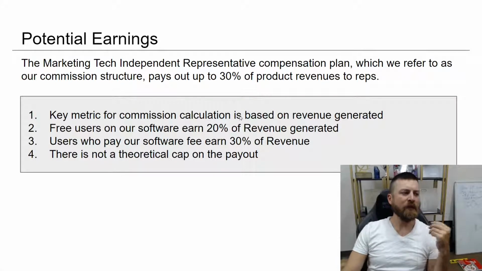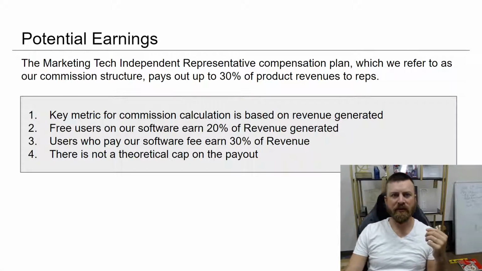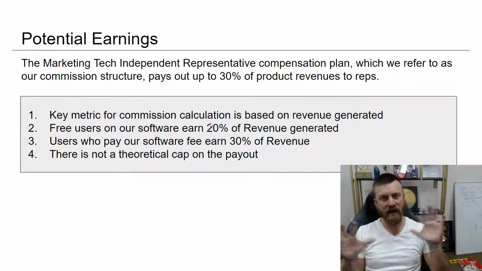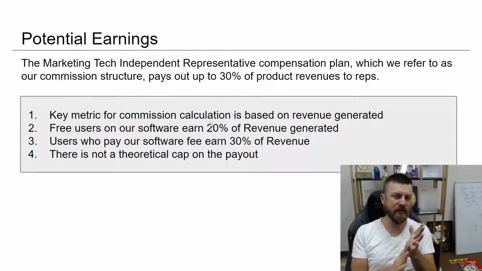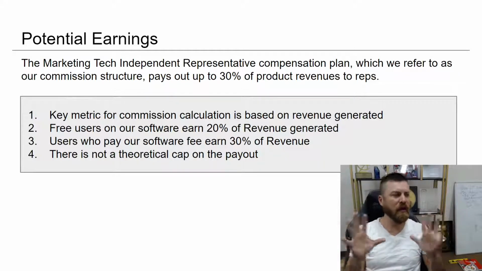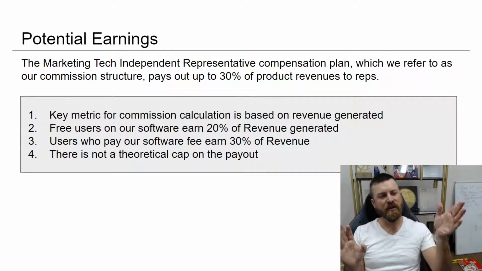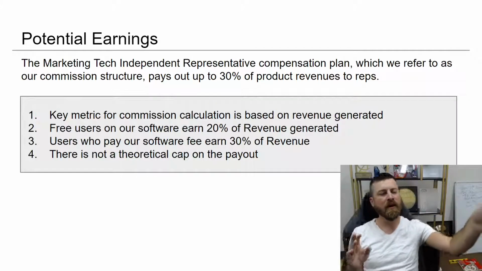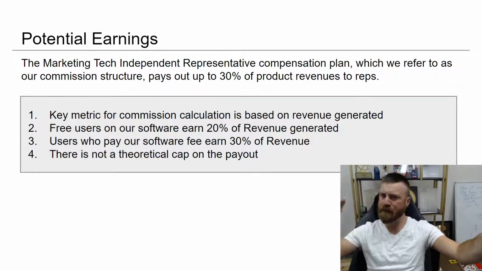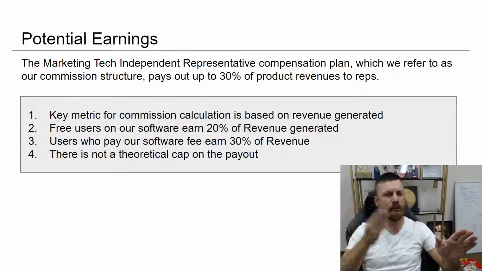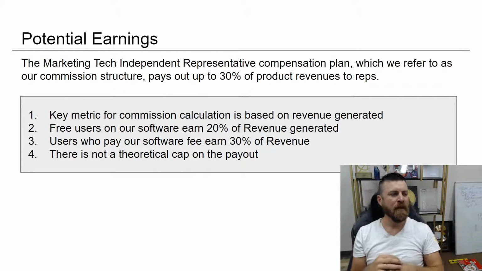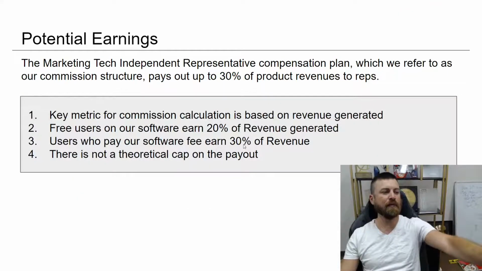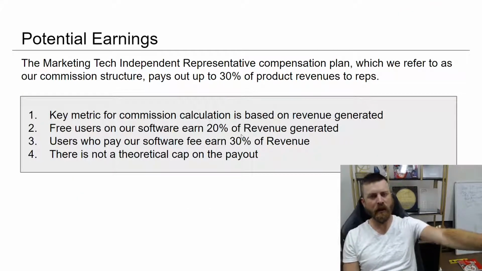Now, if you are on the base version of our software, you earn 20%. If you're on the free plan of our software, you don't have to pay anything, and you can be earning money from us. You get 20% of revenue generated from your clients. All the revenue is recurring, so what you're doing here is building up recurring income. And if you are on our paid plan for the software, you get 30% of revenue.